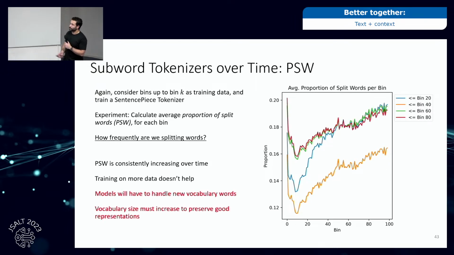Now, unfortunately, if we keep the vocabulary size constant, we're actually splitting words not only in the future, but also the words that we've seen before. So we've kind of reached a capacity for our vocabulary. And so this means that not only will models have to handle new vocabulary words, but the vocabulary size must be consistently increasing to preserve good representations of the text that we're encountering.